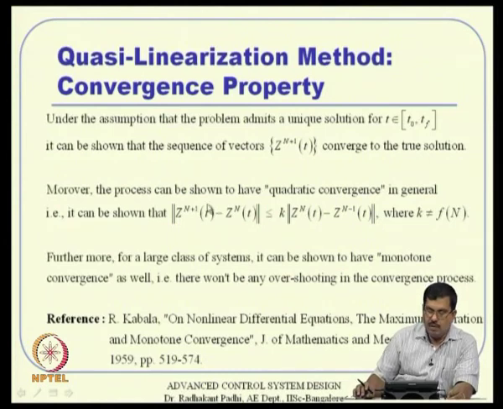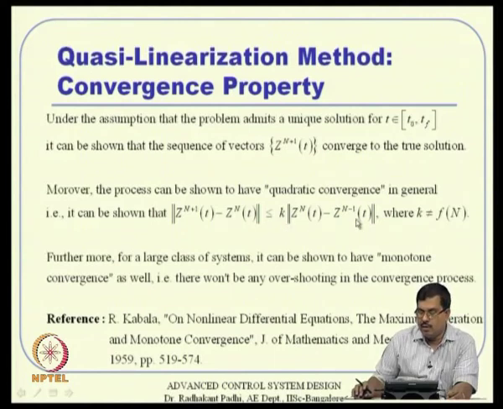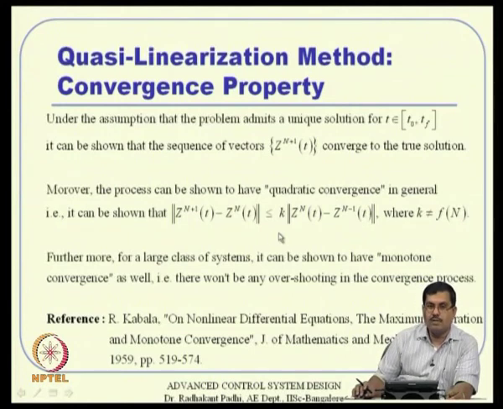Let us say z n is my current value, and I want an updated value. I have an error with respect to my previous solution and an error with respect to my updated solution. The error with respect to the updated solution is certainly guaranteed to be less than or equal to some constant times the error with respect to the previous solution. That is what it tells. That way the convergence can be fast, quadratic convergence tells you like that.